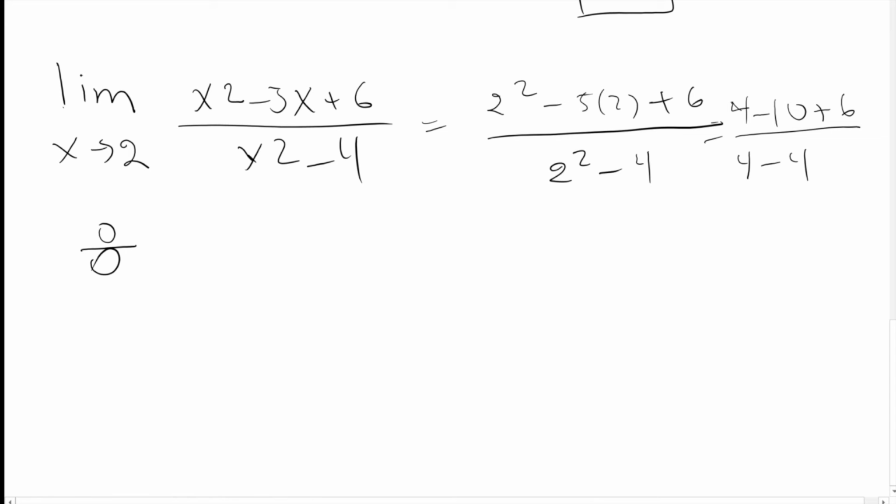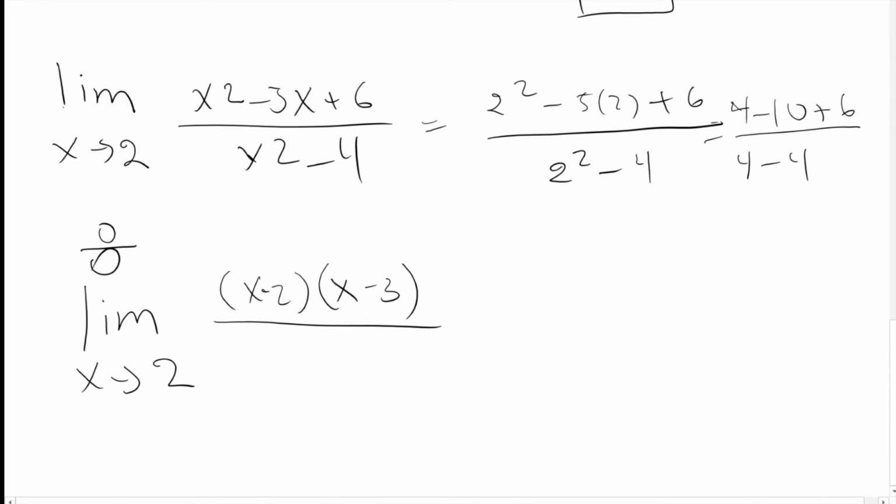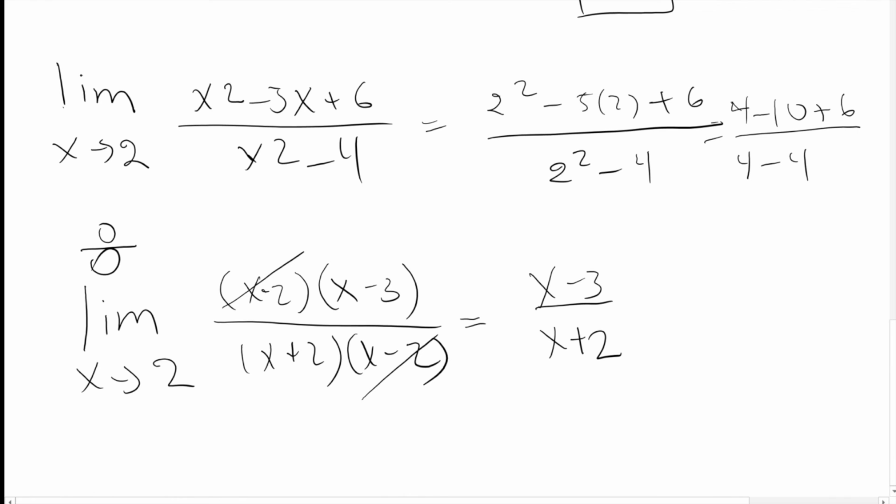Indeterminate form again. So it looks like we're going to have to refactor this fraction and simplify it a little bit. Let's factor the top first. As x approaches 2, the top becomes x minus 2 times x minus 3, and the bottom is a difference of two squares. It just becomes x plus 2 times x minus 2. We can see that the x minus 2 from the top cancels out with the x minus 2 from the bottom. We're left with x minus 3 over x plus 2. Now we can plug the 2 into the function. We get 2 minus 3 over 2 plus 2, and this becomes minus 1 over 4.